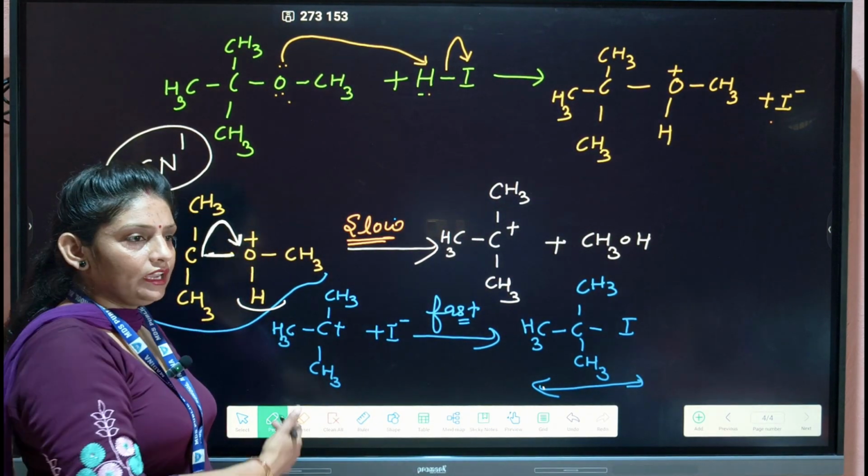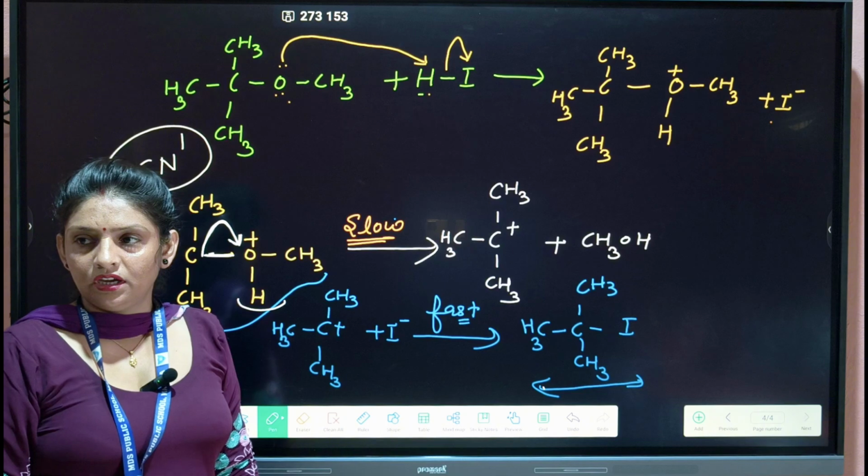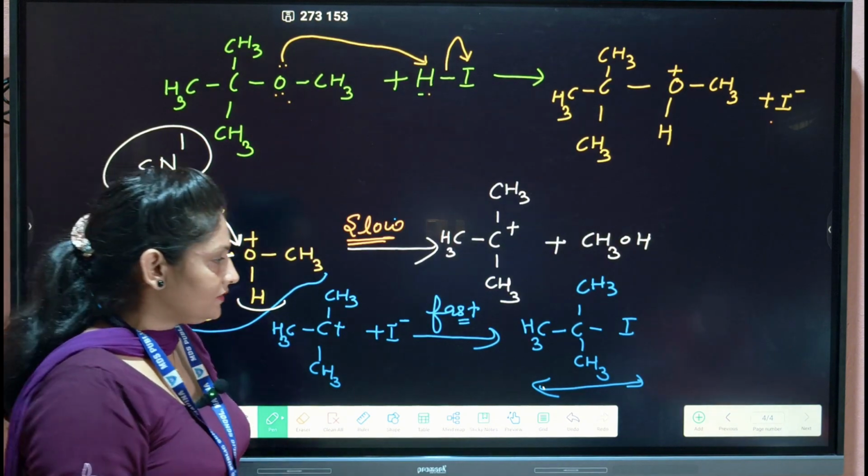This mechanism is clear to you or not, beta? Any doubt in this? Yes.